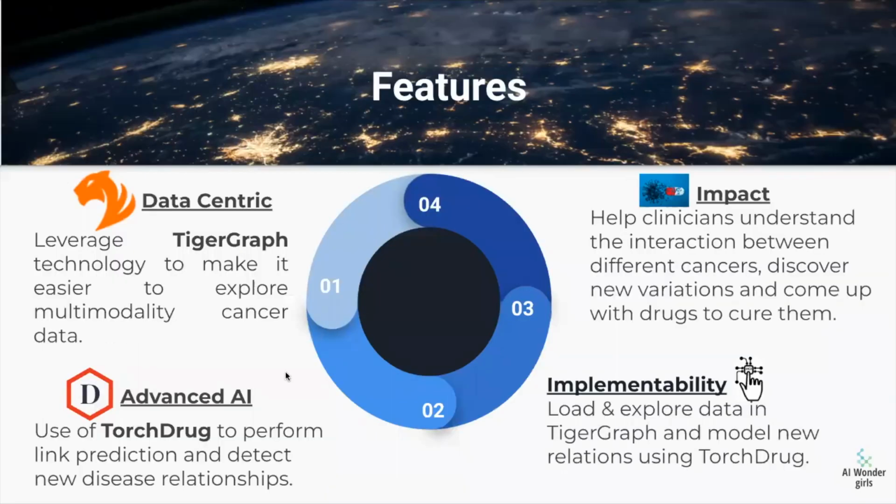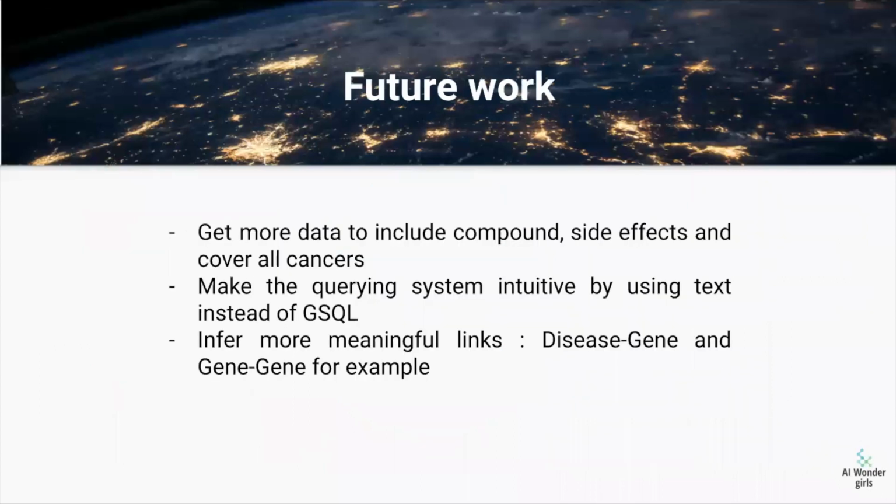So our aim was to make it easier for clinicians to understand the interaction between different cancers and discover new variations so that it can help them come up with drugs to cure them. So we loaded data into TigerGraph, which could help them read the data and understand the different interactions easily by going through the different relationships in that database.